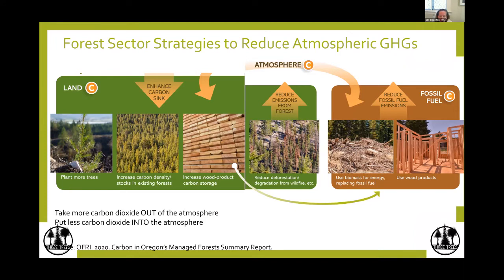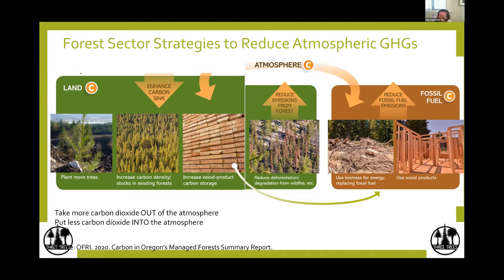Well, while there's a lot of net impact that's influenced by nature, humans are able to temper or leverage the impact. So this chart describes the generally accepted strategies for how the forest sector can help reduce atmospheric greenhouse gas emissions. So these are broadly, you take more carbon out of the atmosphere. You can do that by planting more trees. You can do that by increasing carbon stocks in existing forests, and you can do that by increasing the carbon stocks that are in harvested wood products.